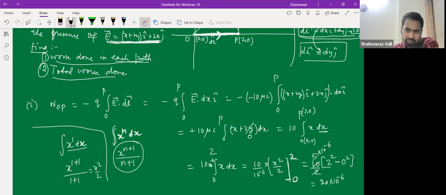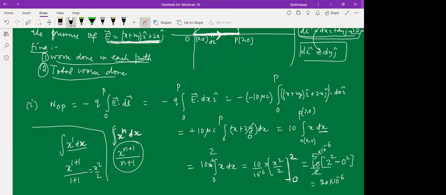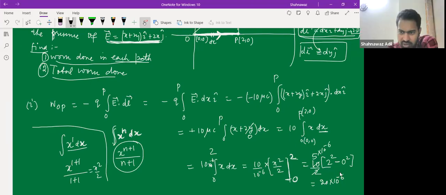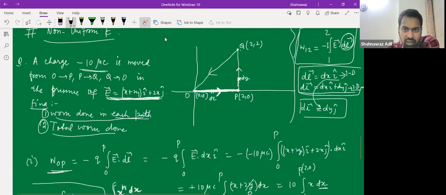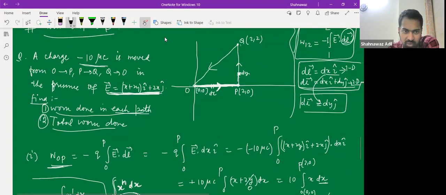Okay. Is that clear, guys? Now, this is 20 into 10 to the power minus 6. So this would be how much? 2 into 10 to the power minus 5 joules. This is work done from O to P. You guys quickly note it down and then we will do the next part. Work done from P to Q.